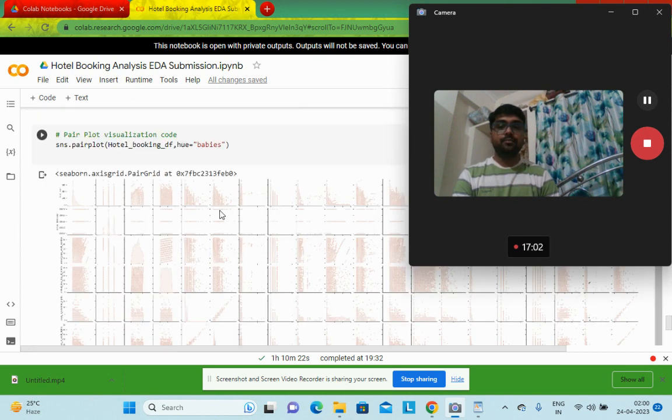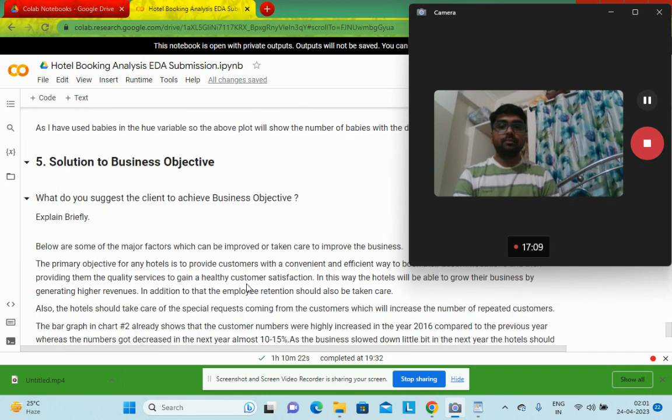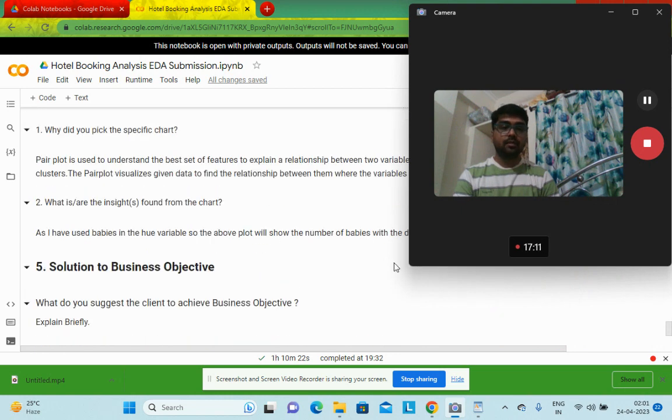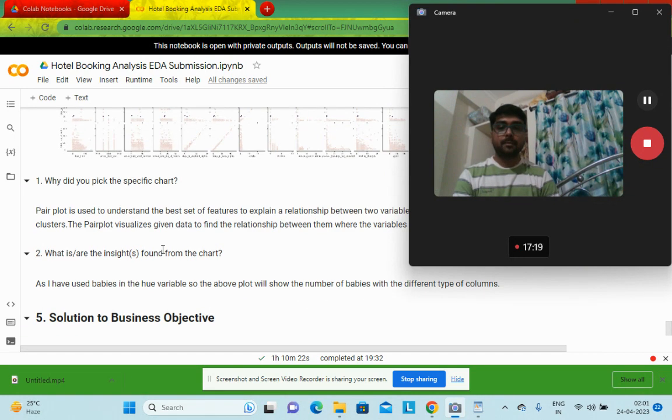Last is the pair plot. I have used babies in the hue variable, so the above plot will show the number of babies with the different types of columns.